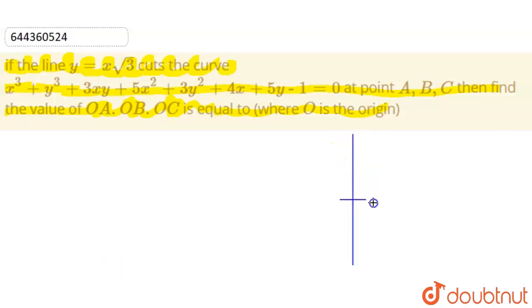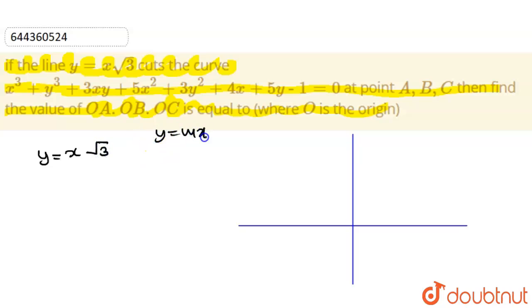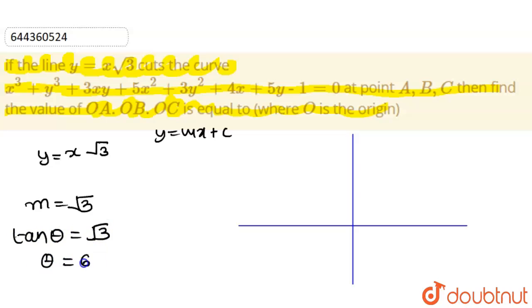So we will draw the coordinate axis first. We can see that we are given a line whose equation is y is equal to x root 3. Comparing it with the general equation of a line, we can see that the slope is root 3 and the y-intercept is 0. If the slope is root 3, that means tan theta is also root 3, and tan theta is root 3 at theta equal to 60 degrees, right?